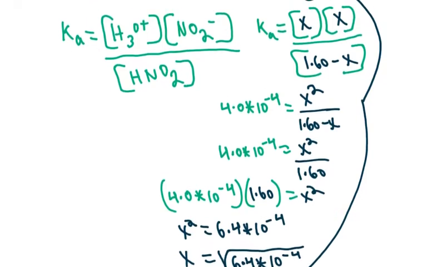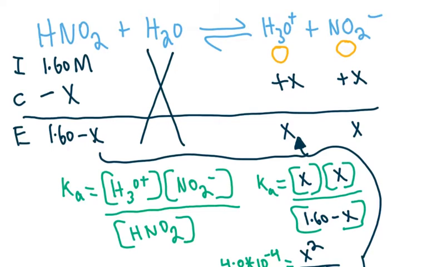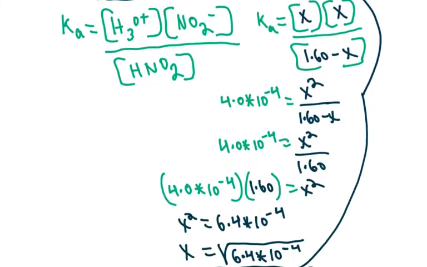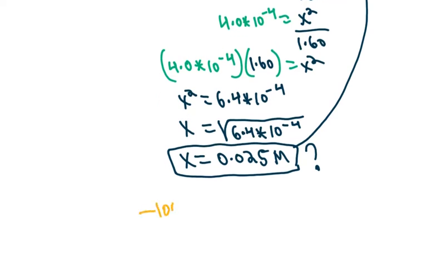With this value of x, we can also find how much nitrous acid dissociated by just doing 1.6 minus the x value. We can find how much nitrite anion we have, but what we're focusing on is the pH, so we're focusing on the hydronium cation concentration, which is x. We just found x. So now we have to do negative log of our hydronium concentration. Remember, this is the equation to find the pH. This value is our hydronium concentration.